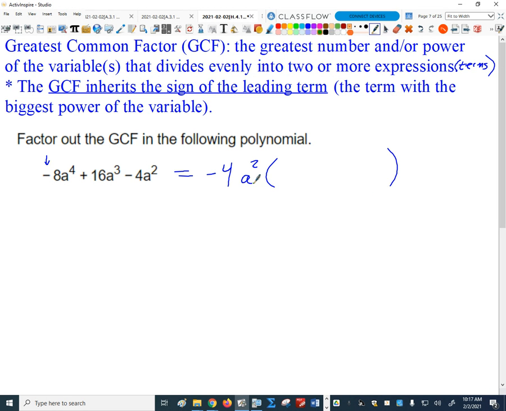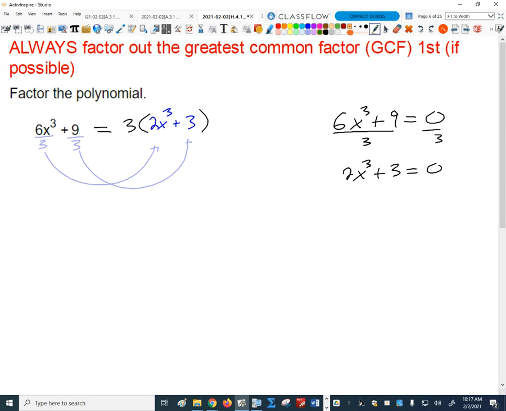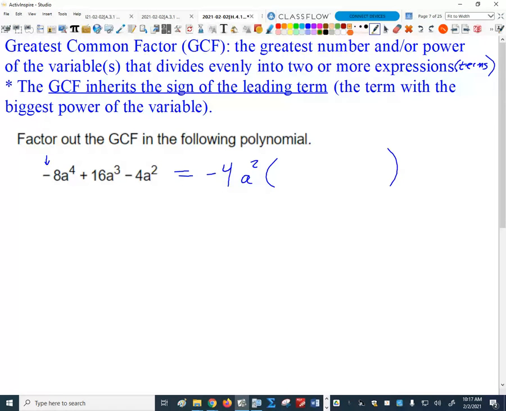I'm going to be dividing -4A squared out of each of these terms. You can either think of it like we did in the last example. You can literally think about it as, what do I get when I divide the GCF away? I divide each term by the GCF. Or, just as good, you can play a little game and ask yourself, -4A squared times what is equal to -A to the fourth? I think they're equally good ways of doing this.